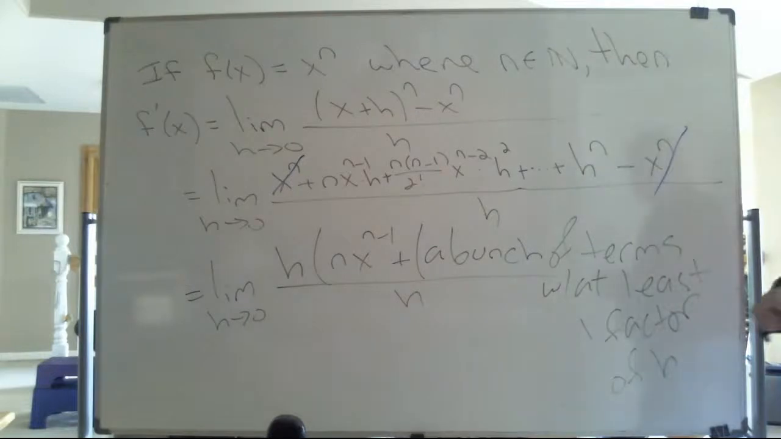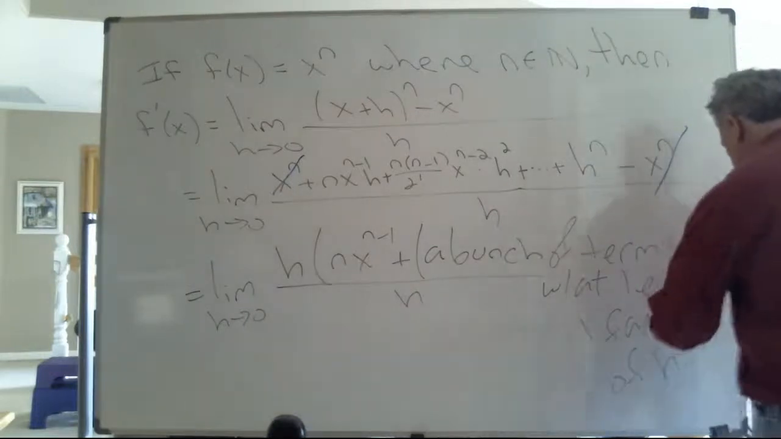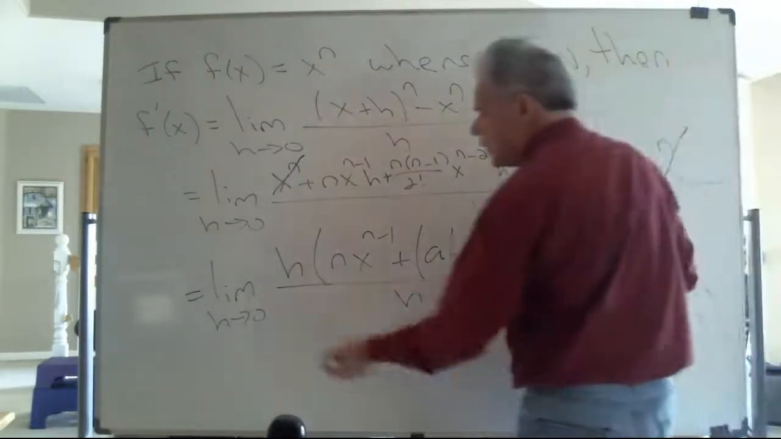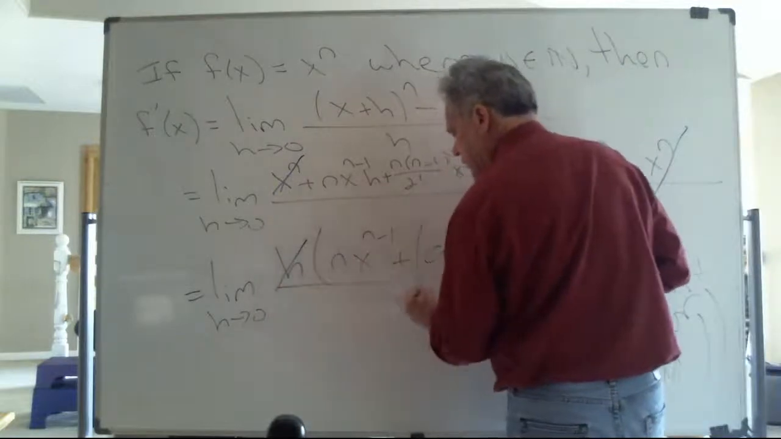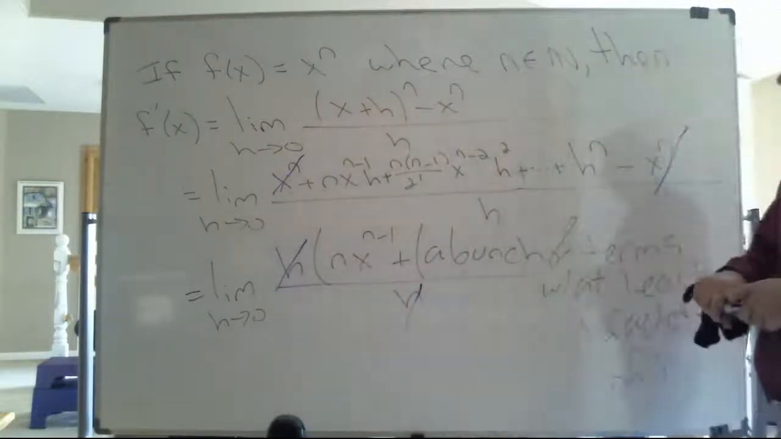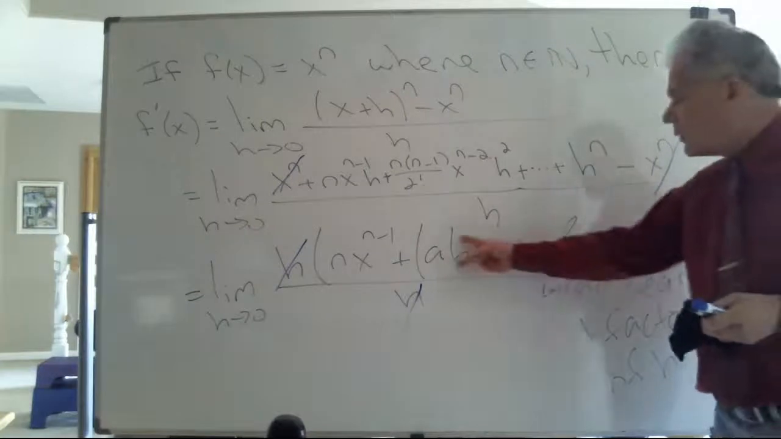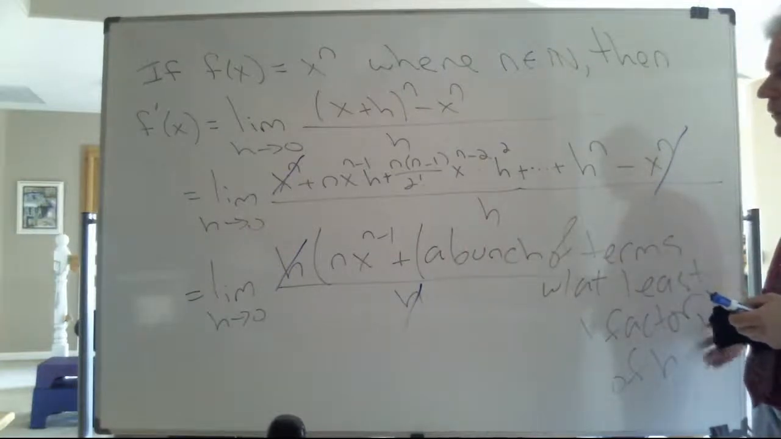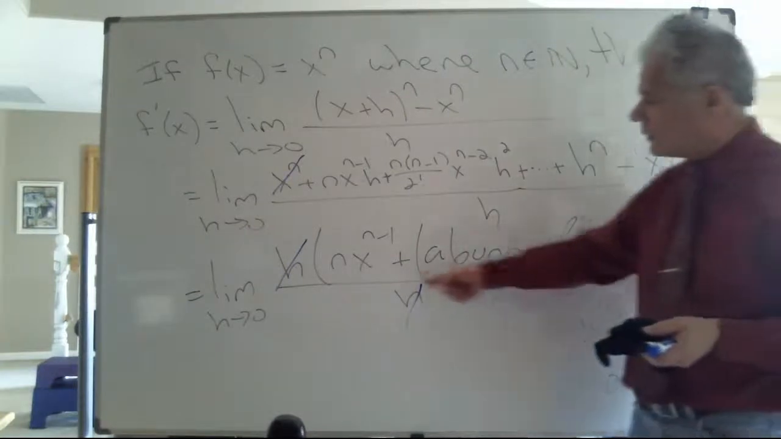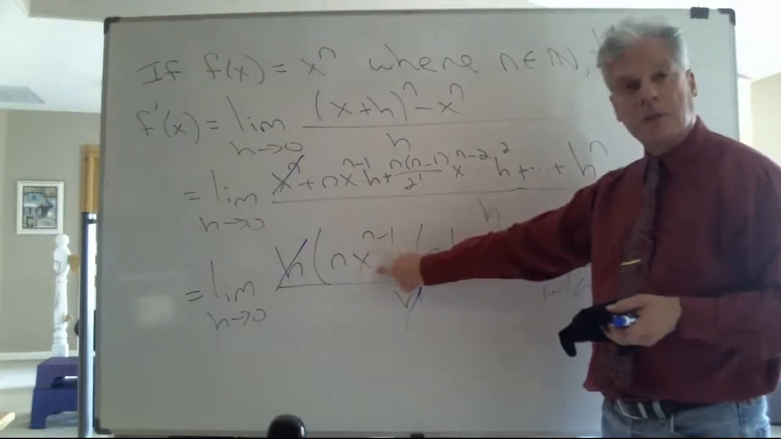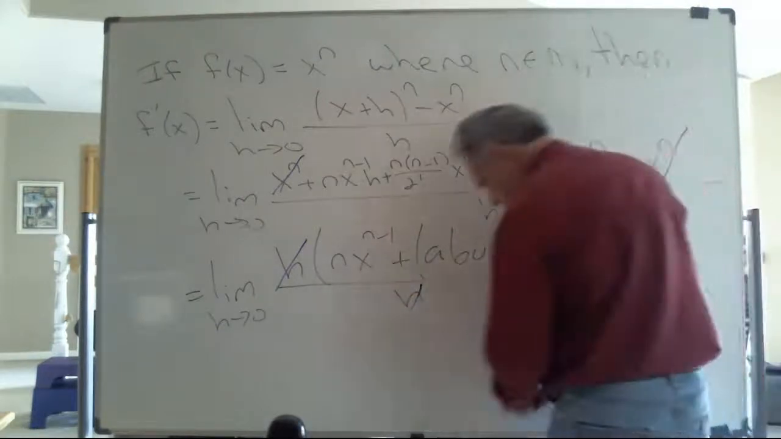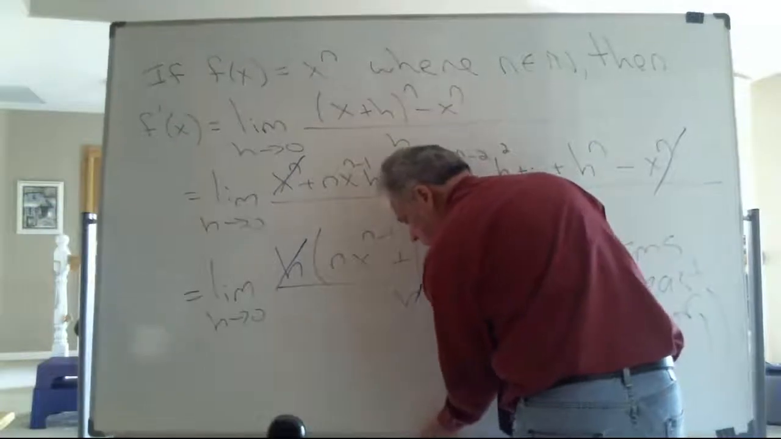But that being the case, once I cancel the h here and the h here, I will evaluate the limit, but since all these terms in here have at least one factor of h, they all go to 0. And the only thing left standing is that binomial. So what I've just proven to you is the following.